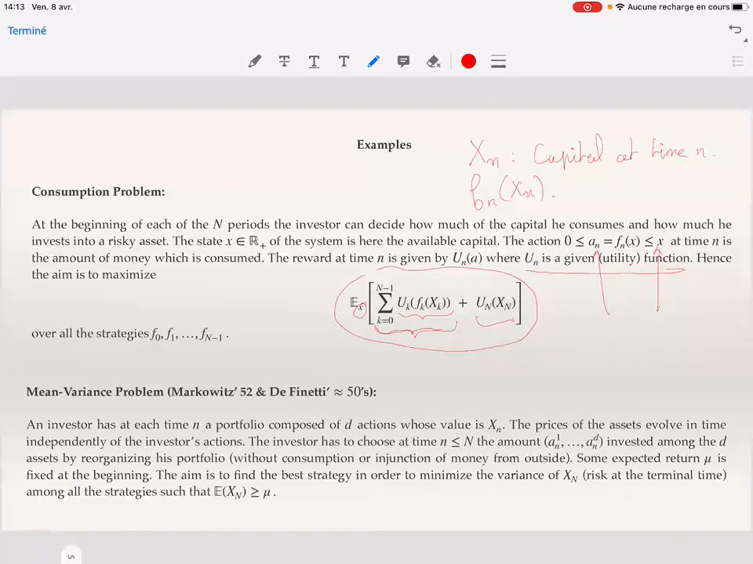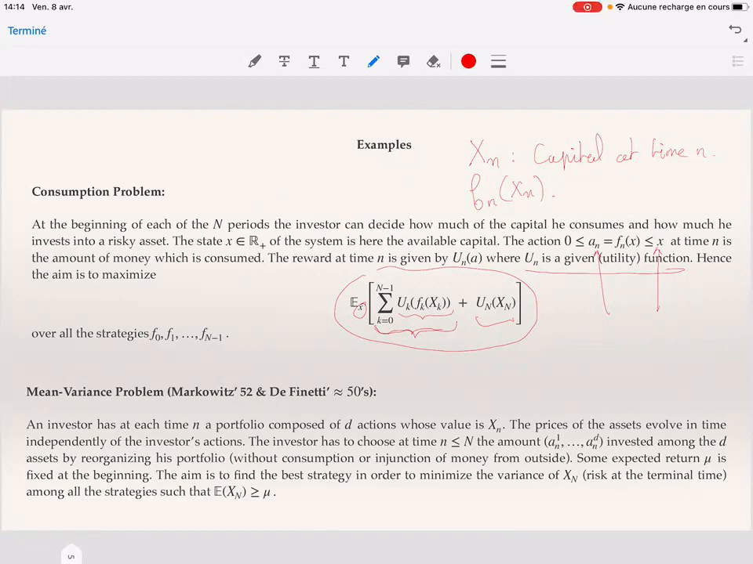Some other problem that I would like to mention is this mean variance problem, which was considered in the 50s. So it is quite an older problem. You can imagine that you have some investor, and at each time he has some portfolio with some assets in the portfolio. We assume that he has D assets, and the value of the portfolio is Xn. And the prices of the assets, of course, evolve in time, independently of the investor's action, okay?